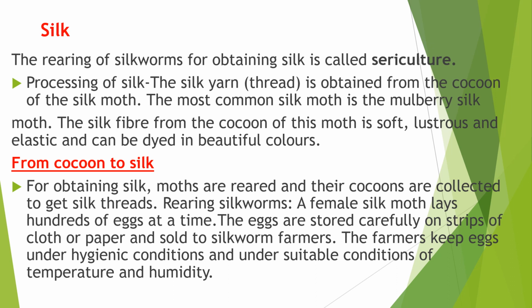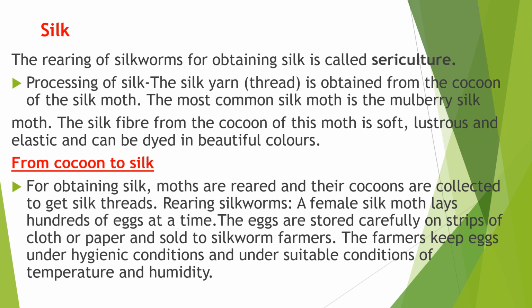Silk. Now the process, the rearing of the silkworm for obtaining the silk is called sericulture. The silk yarn is obtained from the cocoon of the silk moth, and the most common silk moth is the mulberry silk moth, which is reared in India for getting the silk. The silk is very soft, lustrous, and elastic, and it can be dyed into beautiful colors.